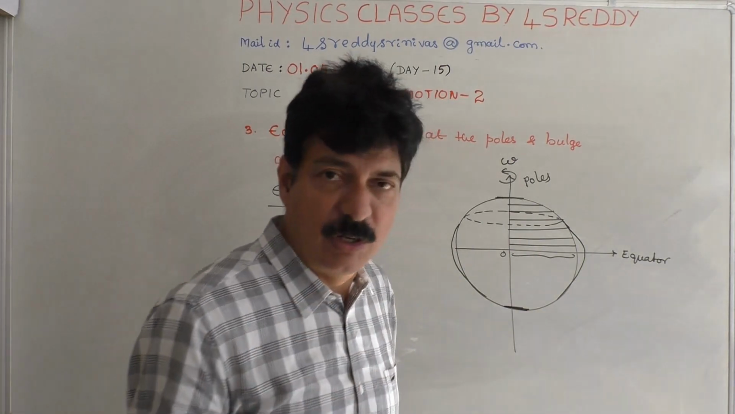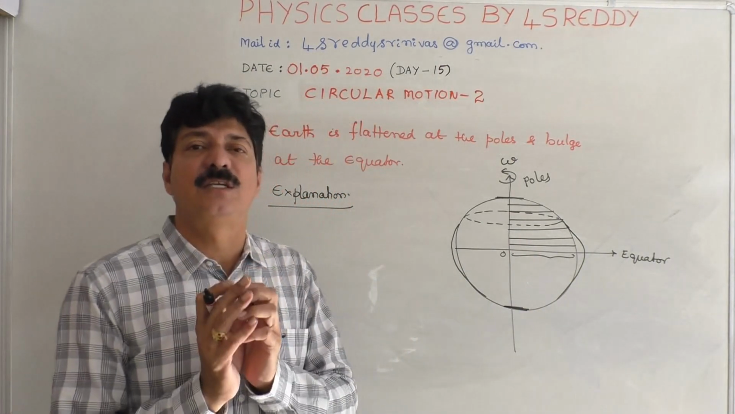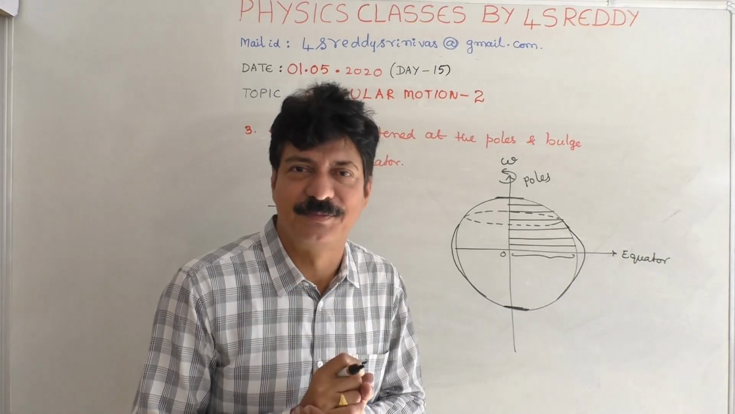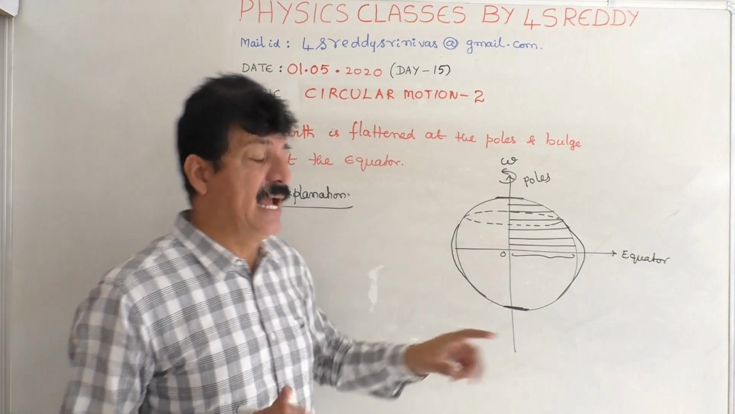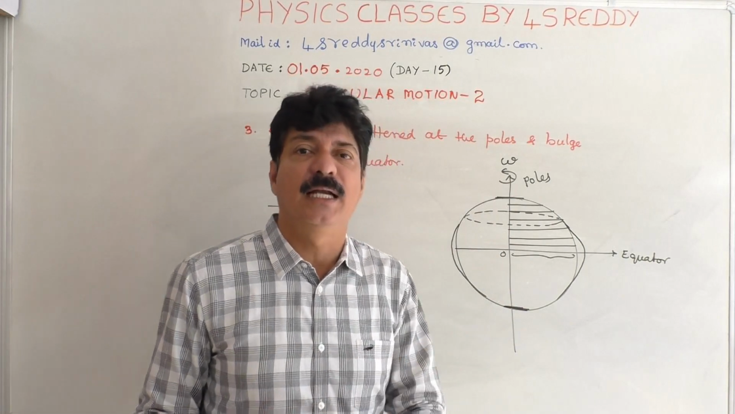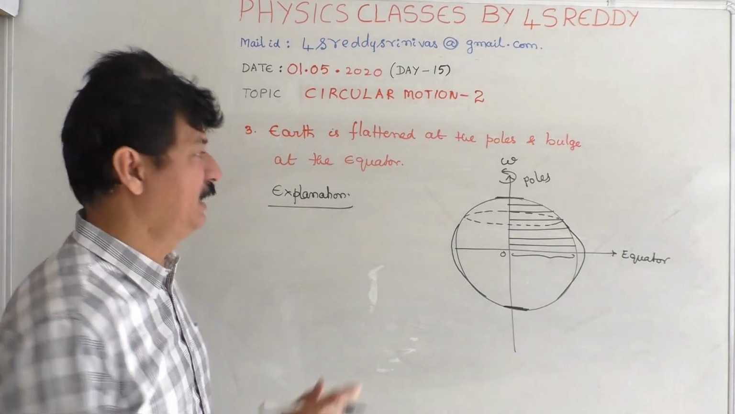So Earth is not a perfect sphere. For our convenience, we assume that Earth is a solid sphere. But it is slightly flattened at the poles and bulged at the equator. That is only due to centrifugal force.